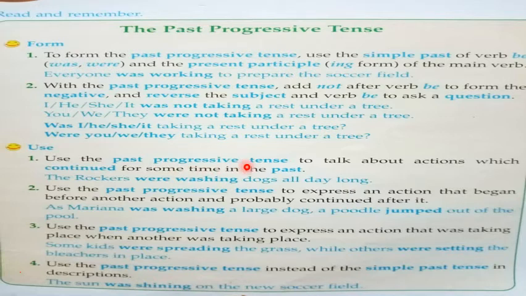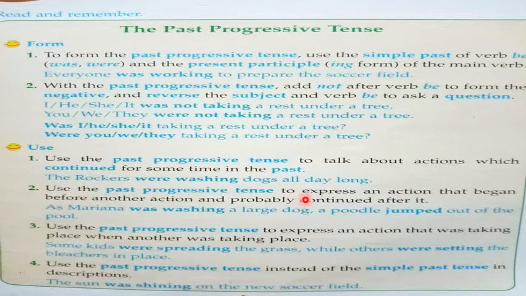Use the past progressive tense to talk about actions which continued for some time in the past. Whenever I say some time, it means in progress, because while they are happening, they need time. Of course, I cannot ride a bicycle in 1 second. I need like 15 minutes, 20 minutes maybe. So I need time to do such an action. The rockers, and this sentence is taken from our lesson, the rockers were washing dogs all day long. So they took time all day long.